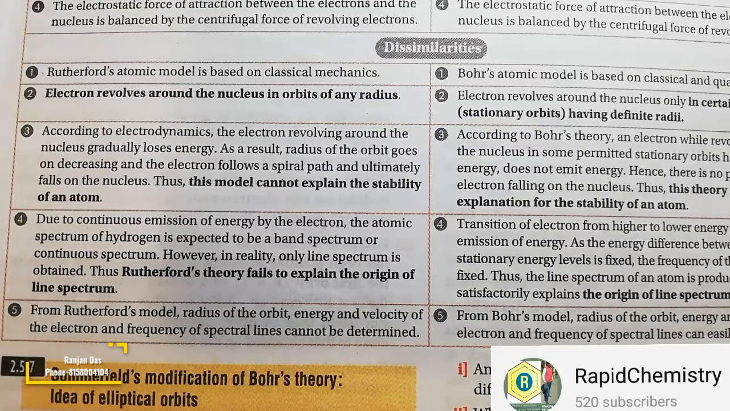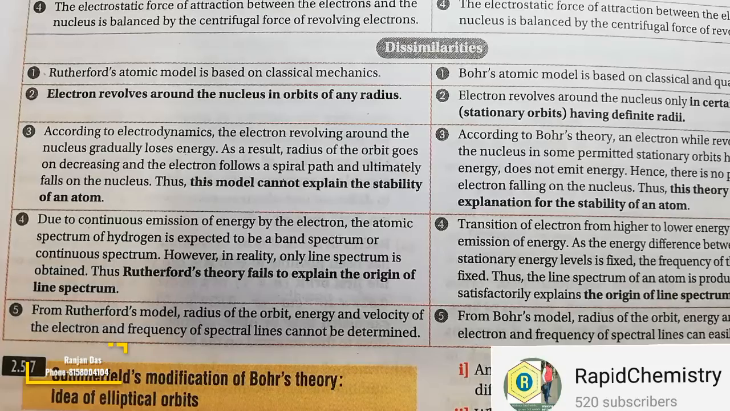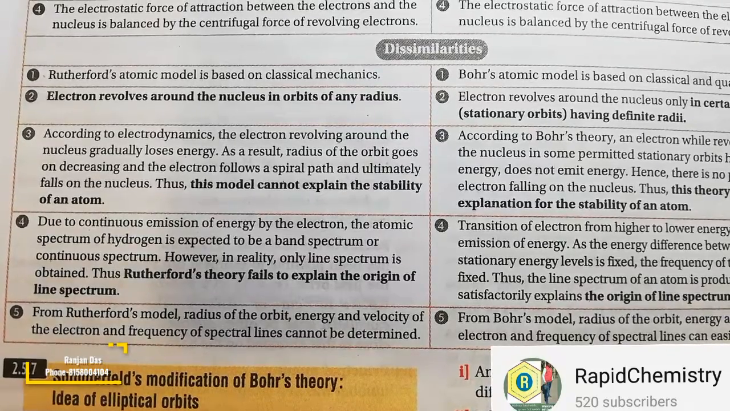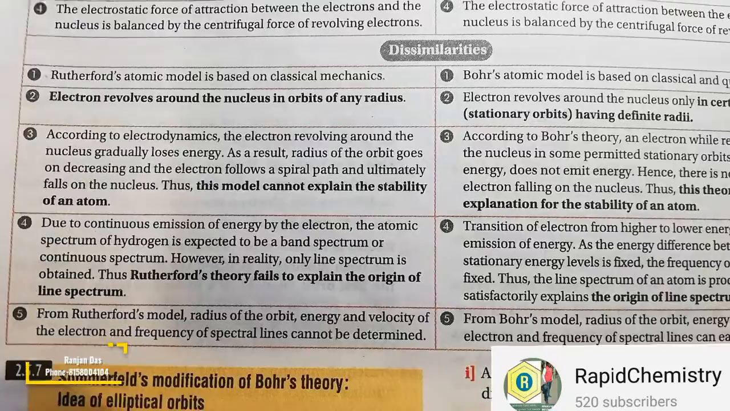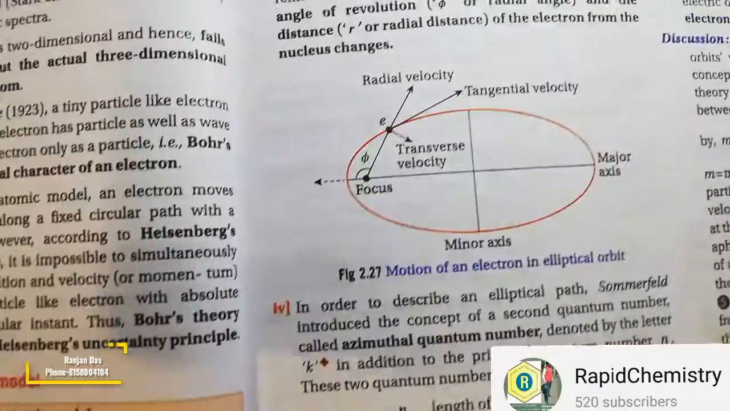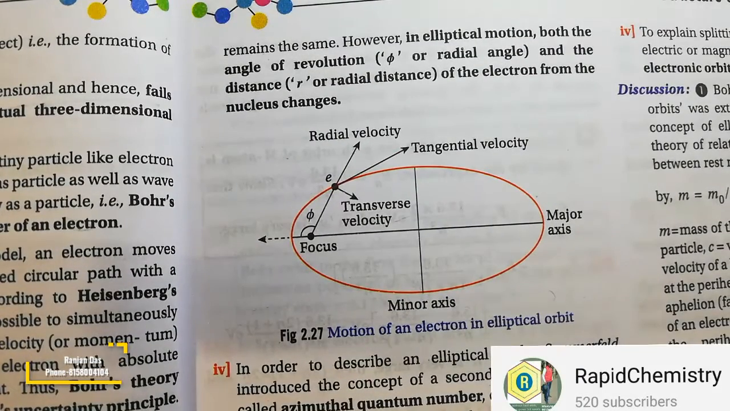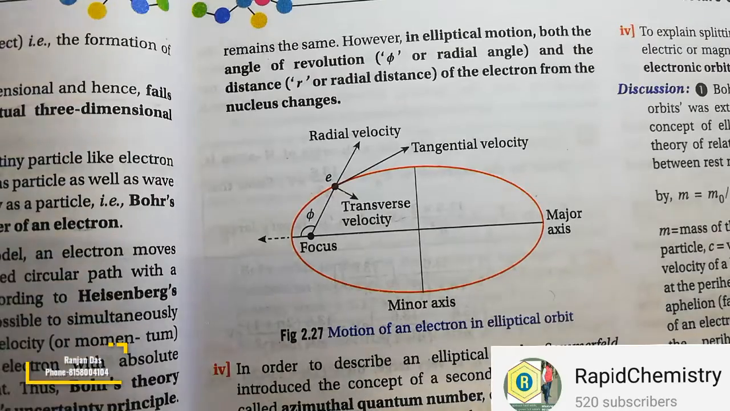Sommerfeld first put forward the concept of the elliptical orbit. According to Sommerfeld, the electrons do not revolve only in circular orbits, and there can be elliptical orbits, and that is the concept of Sommerfeld. That we'll discuss in the next unit.